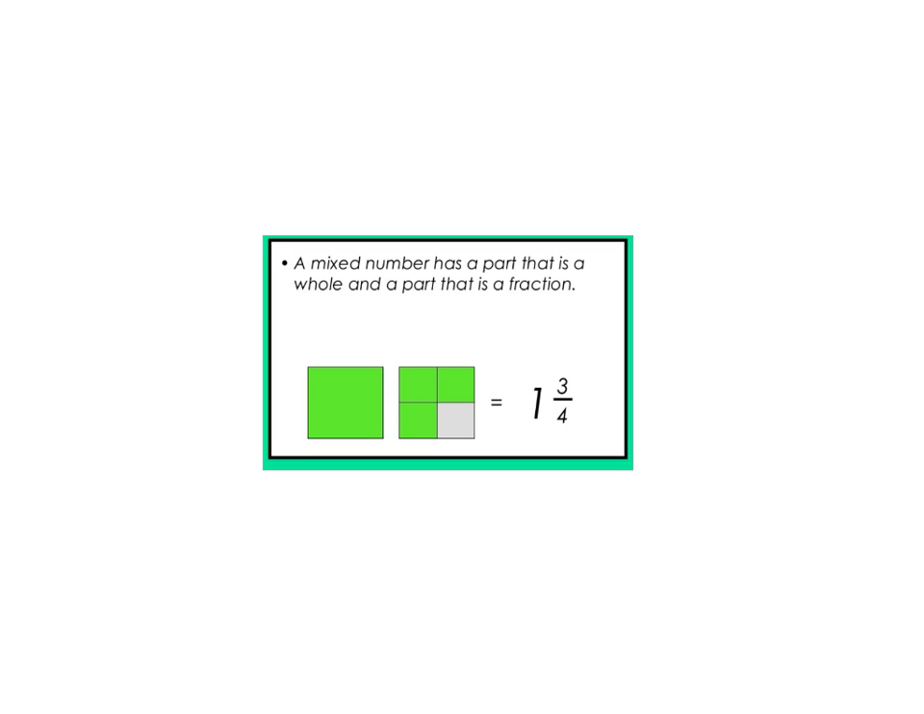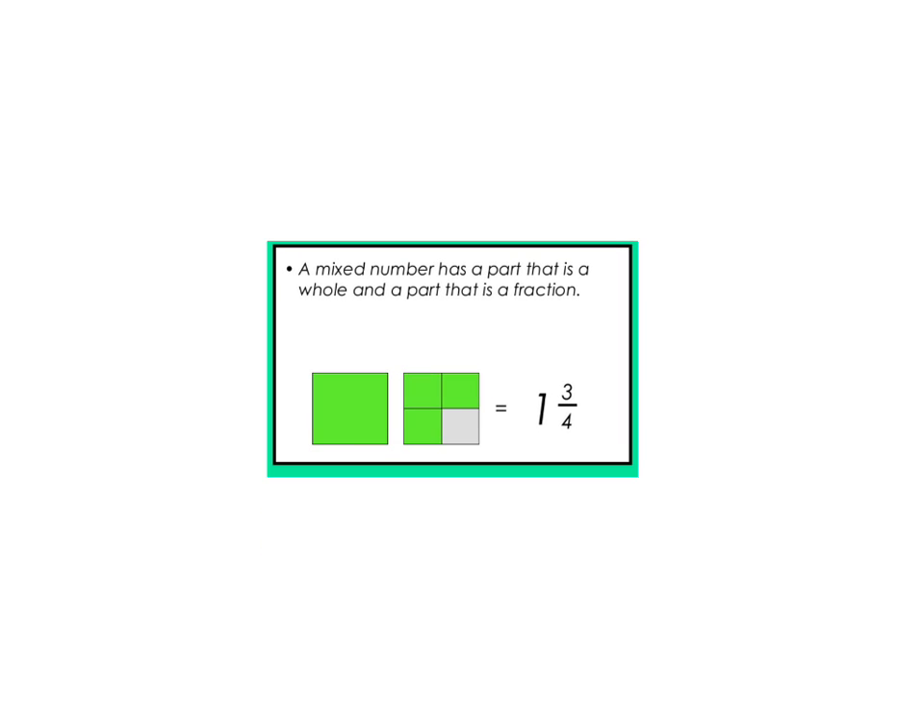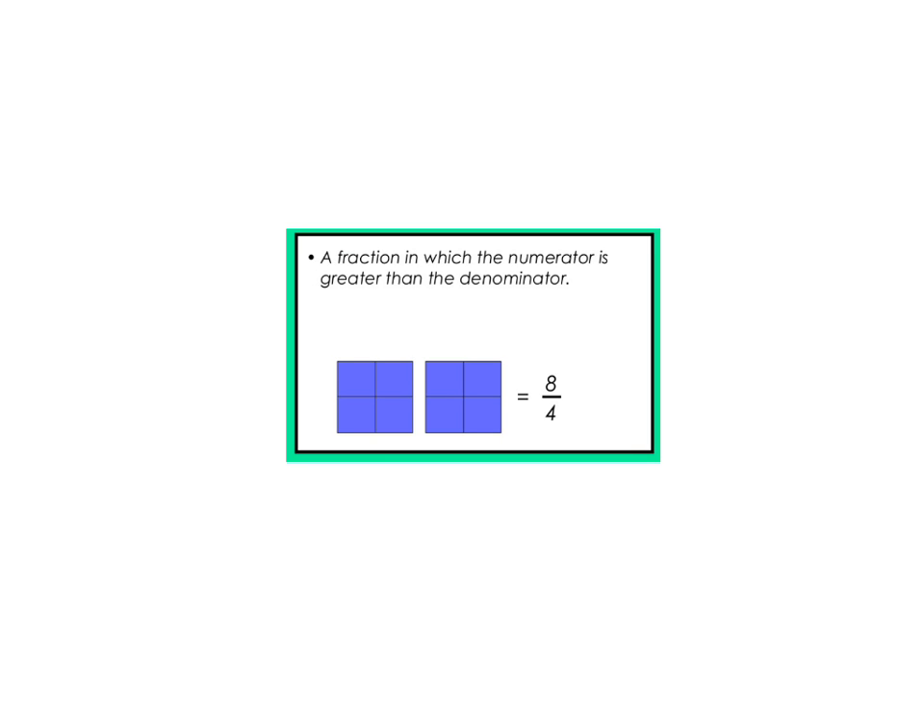Okay, a mixed number has a part that is a whole and a part that is a fraction. As you can see here in this model, here is the whole and here is the fraction. So our whole is one whole and our fraction is 3/4. So our mixed number is 1 3/4.